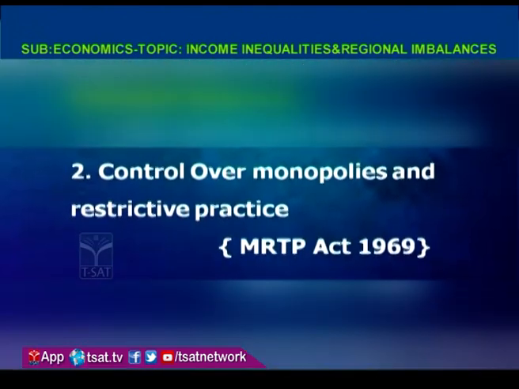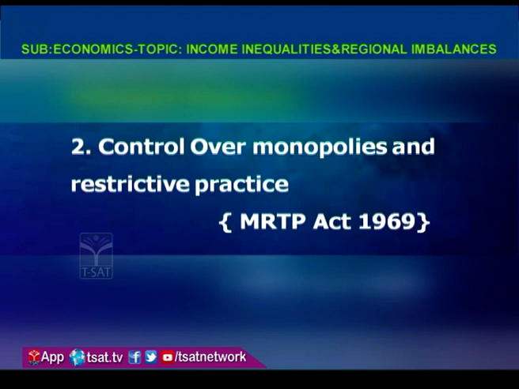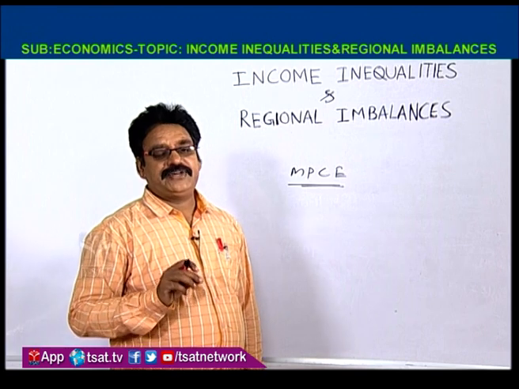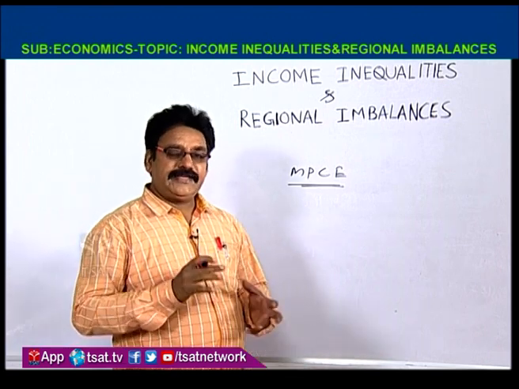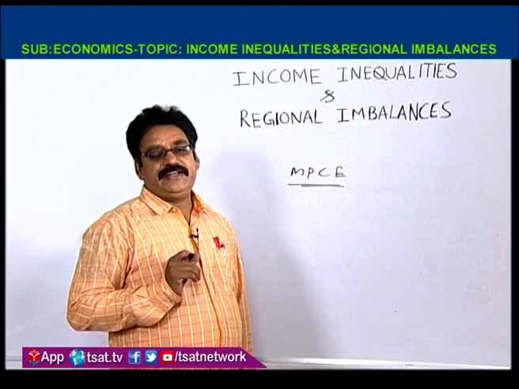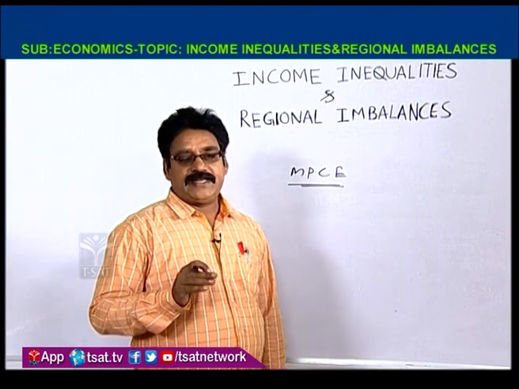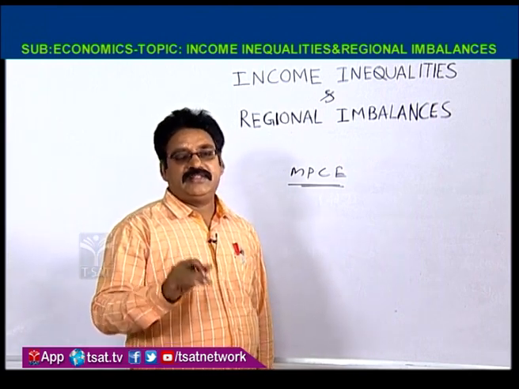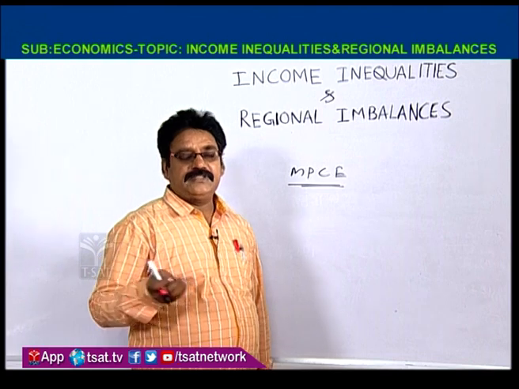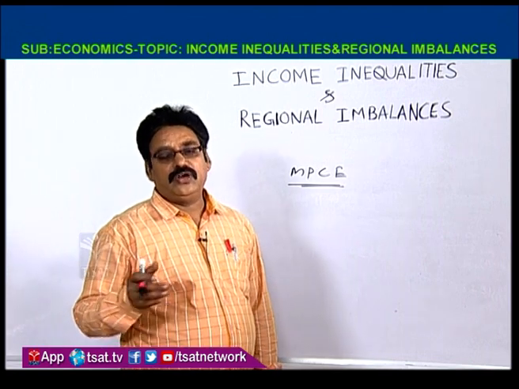One more step the government has taken is control over monopolies and restrictive trade practices. According to the MRTP Act, enacted in 1969, MRTP meaning Monopolies and Restrictive Trade Practices Act, those who are increasing their income levels should take prior permission to expand their units. This type of act was enacted to control the income levels of rich persons. Whatever income is collected in these tax forms is spent to improve the rural poor people.